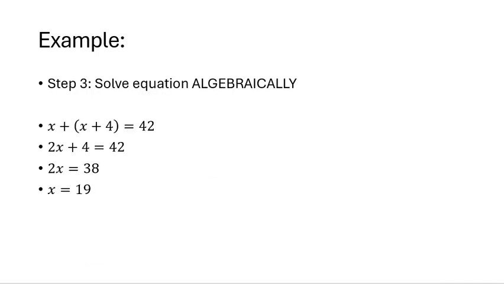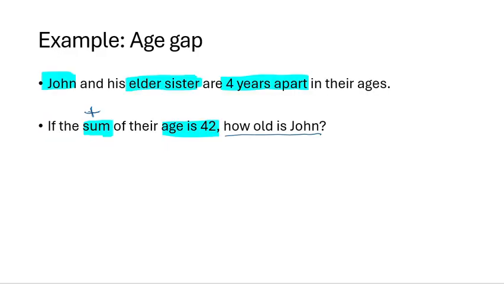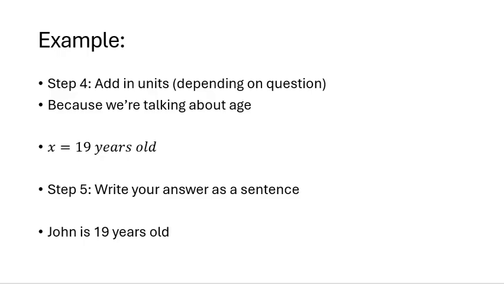Then step three is just solve it like normal. Now I have figured out that x equals 19 here. I'll just tell you what happens here. This is a collection of like terms, x plus x. Then I've subtracted both sides by 4, and then I divide both sides by 2. That's how I got x equals 19. If you do your working out like this, it is perfectly fine. And then step four, adding units. Because we're talking about age, you do x equals 19 years old.